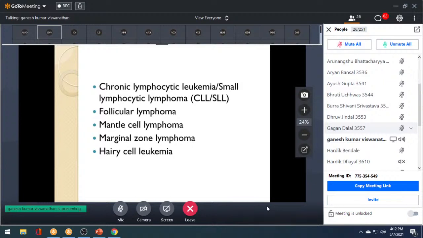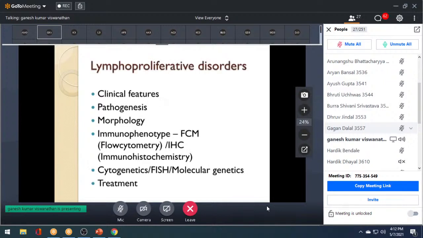We will concentrate mainly on CLL, SLL, that is chronic lymphocytic leukemia, small lymphocytic lymphoma in this lecture. If time permits, we can just touch upon other entities, mantle and marginal zone lymphomas. Dr. Soumya had already described the features of follicular lymphoma and how to differentiate it from reactive follicular hyperplasia.